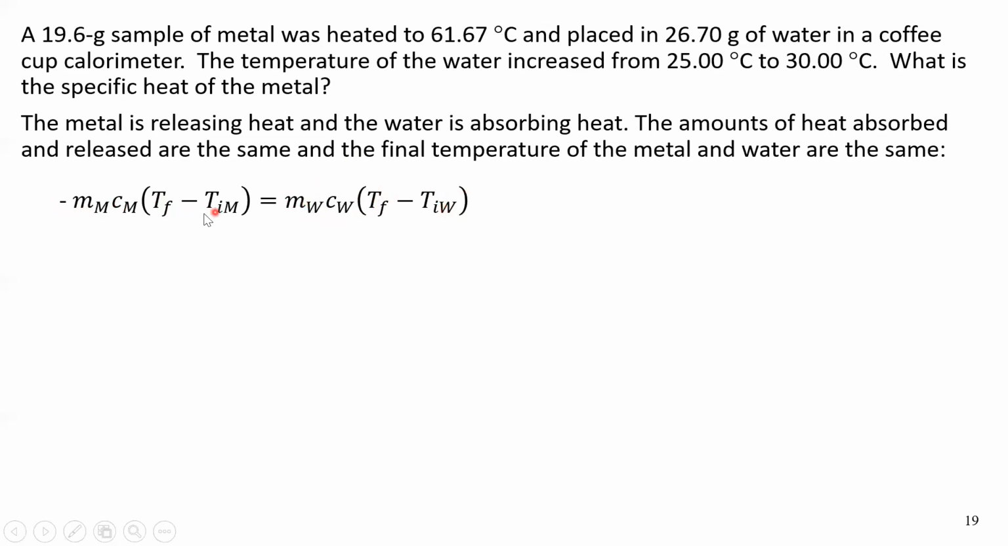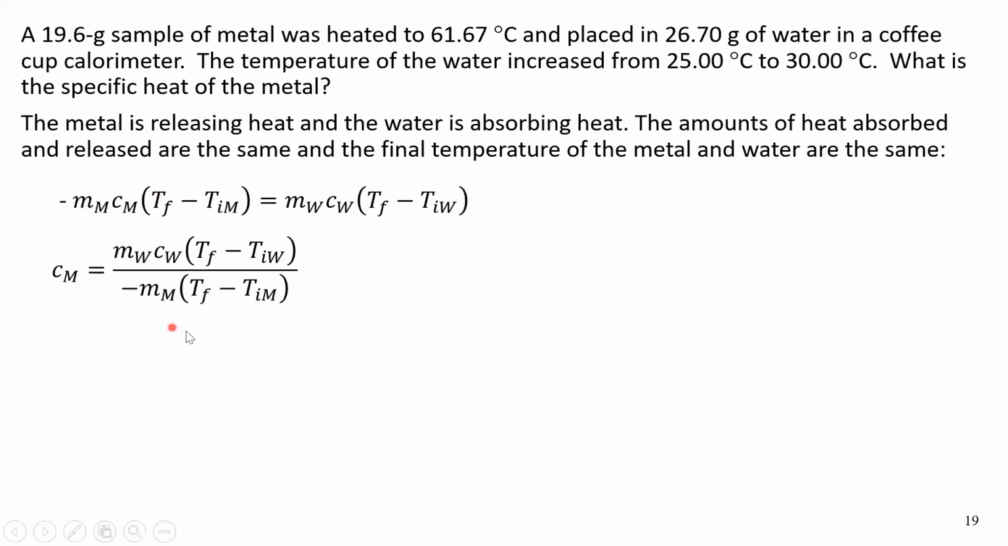Now, we want to find the specific heat for the metal. So we're going to do a little bit of algebra. We're going to need to get rid of the mass of the metal, so we would divide both sides by negative m. And we want to get rid of the temperature change, so we're going to divide both sides by the final minus the initial for the metal. And we isolate the specific heat of the metal.